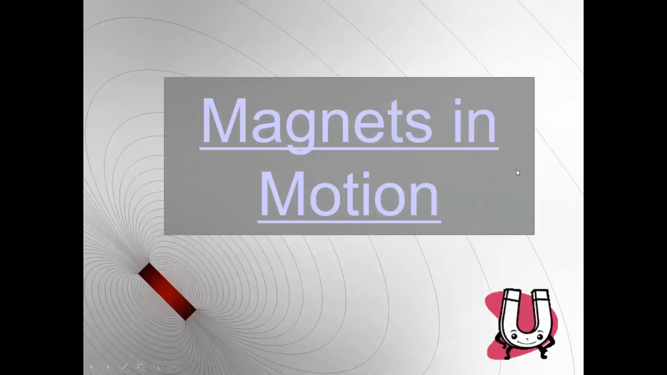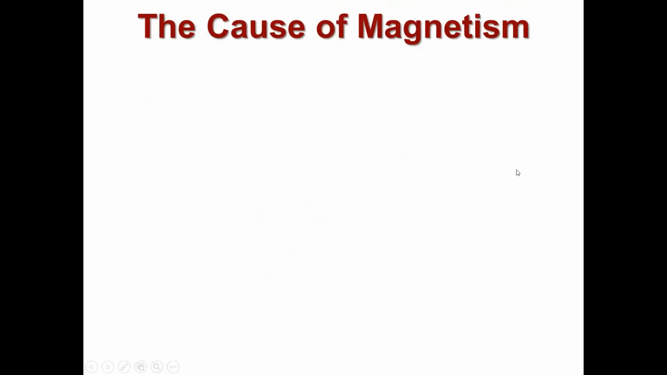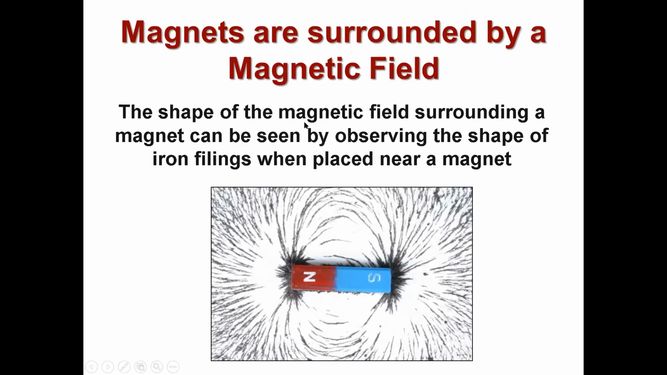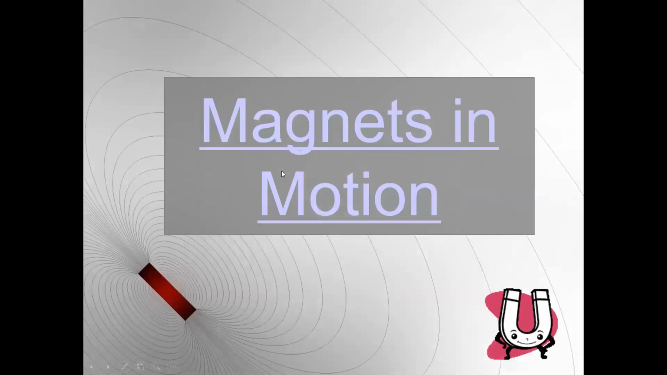Now let's talk about the magnets in motion. Some of you may ask, teacher, how can they know how the magnetic lines will be? How can they know how they come like curves towards the north?